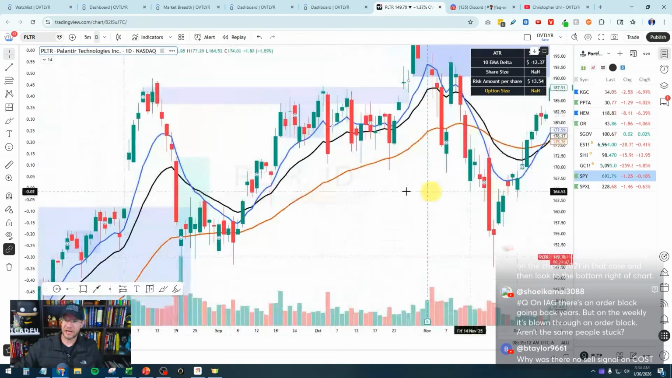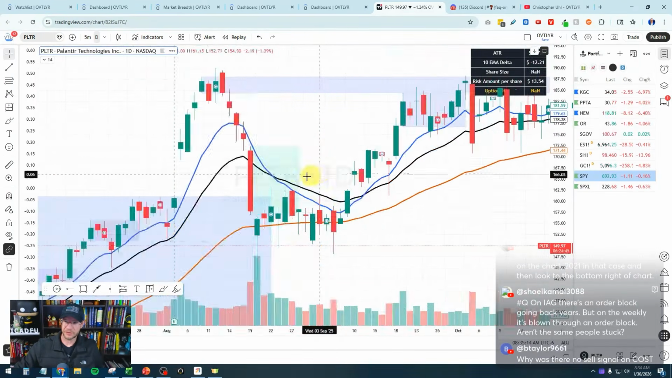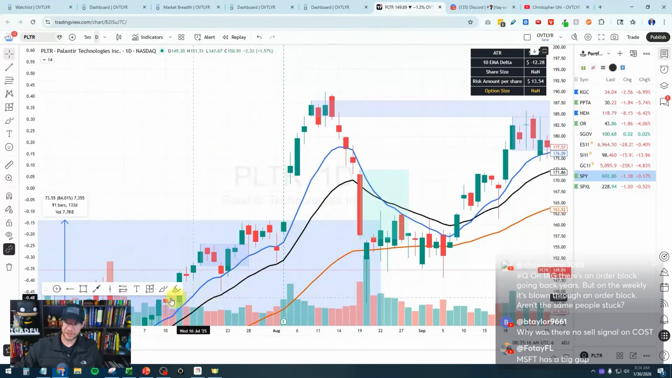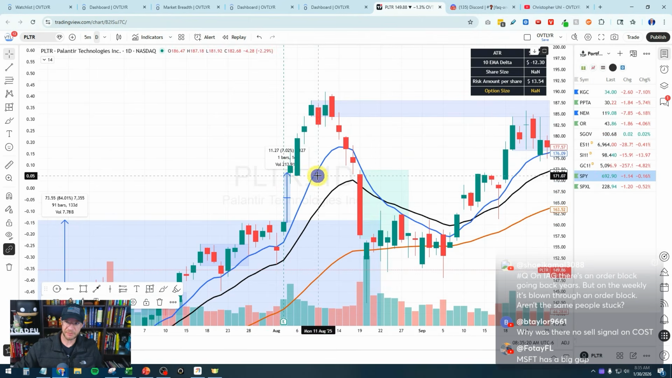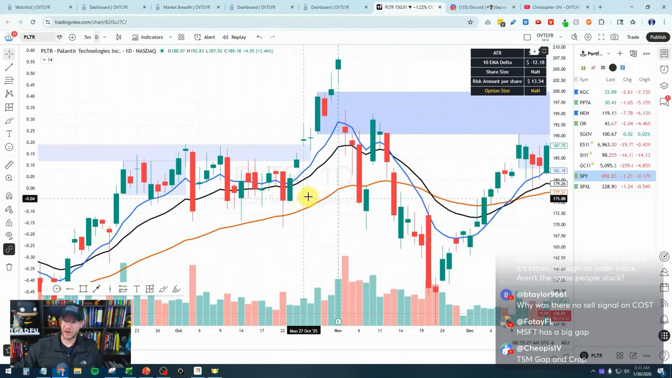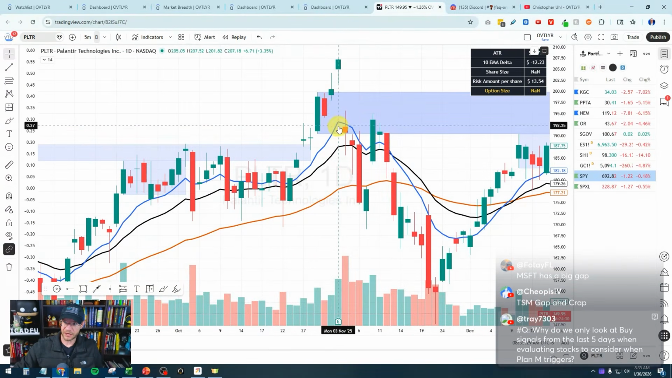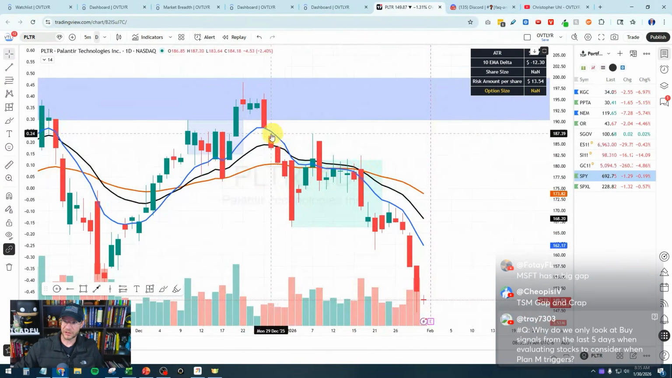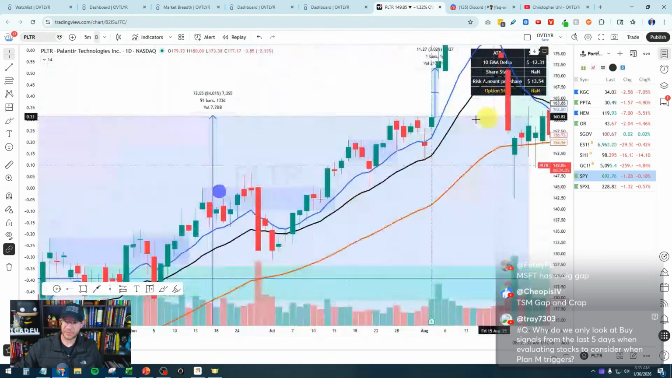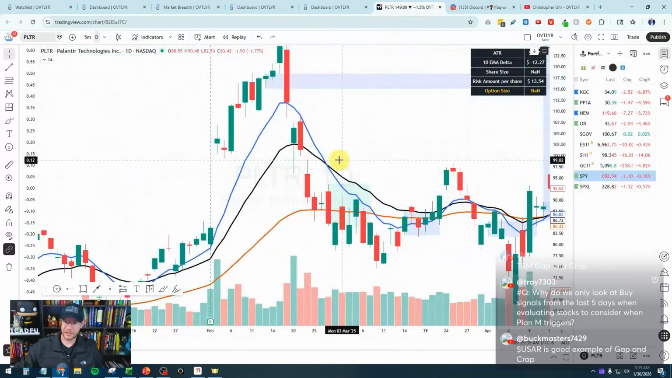I know Palantir had a gap and go here. I remember this one. The gap and go is where it gaps up. So in this case, it gapped from the close here to the opening here, 7%. A gap and go is where it keeps going. Now, I can't think of one off the top of my head, but a gap and crap is where it gaps up and then it closes below the gap candle within 3 days.